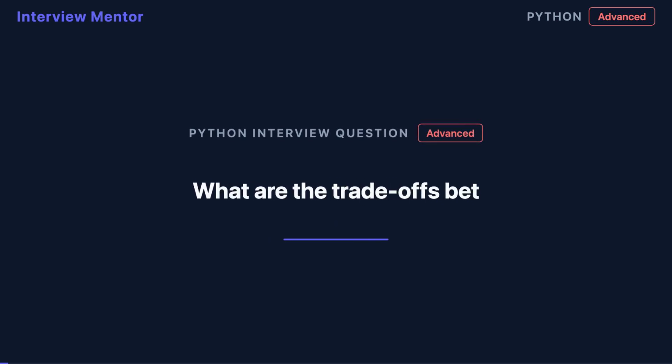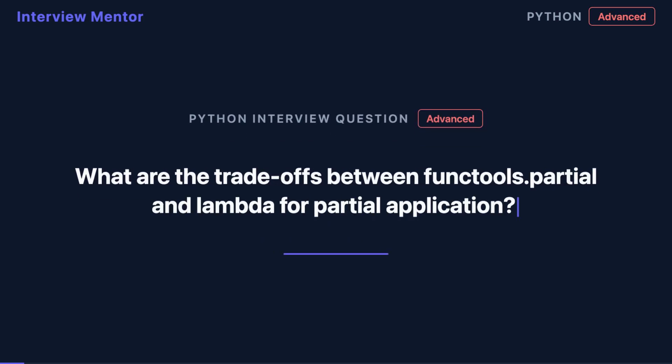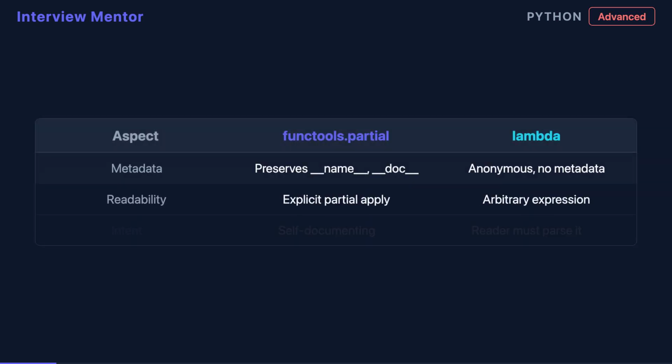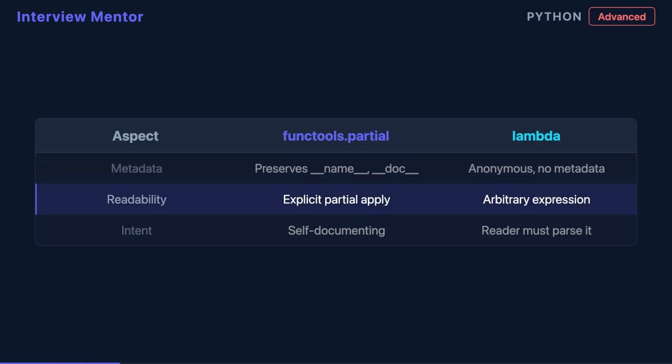Stop using lambda just to fix a function argument. Functools.partial does it better, and here's why. When you use lambda for partial application, you lose the original function's name and docstring. Your debugger sees only an anonymous function. Functools.partial preserves all that metadata.